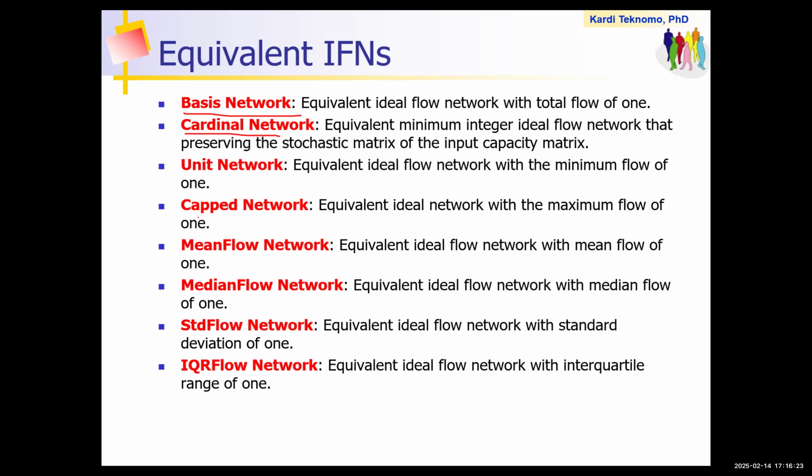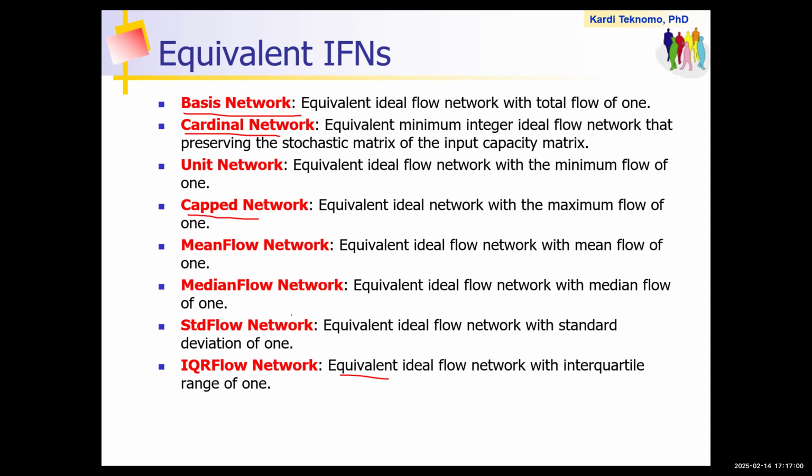Then maximum unit network, which means we call it cup network. That is the same as the maximum flow of the network being one. We can also make the mean, the arithmetic mean, equal to one, or the median equal to one, or the standard deviation equal to one, or the interquartile range equal to one. So when we say equivalent, all of these will have one stochastic matrix.